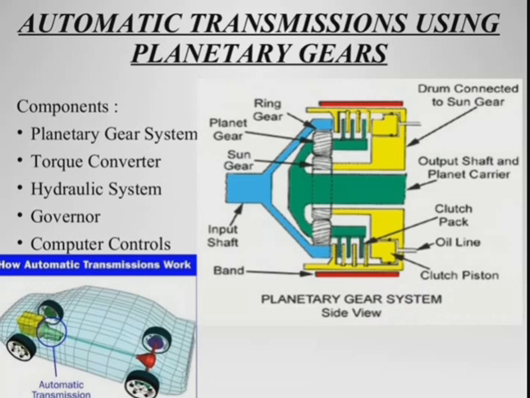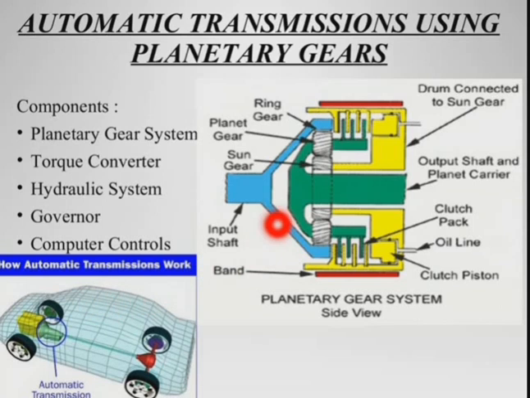You can see that here we are using some planetary gears. The main components of an automatic transmission system are a planetary gear system, a torque converter, a hydraulic system, a governor and computer controls. Here you can see the overall figure of an automatic system. You can see the automatic system connecting from the engine to the rear wheel gearbox.